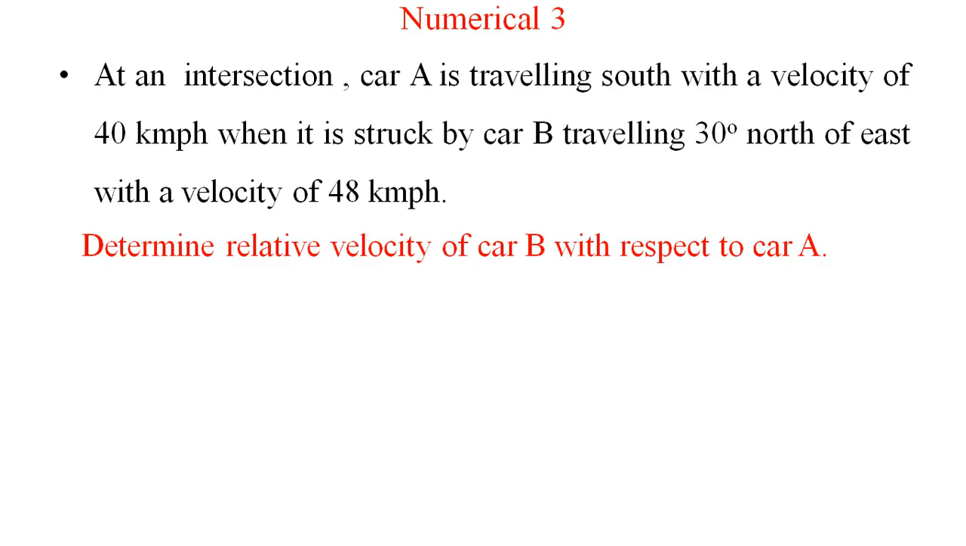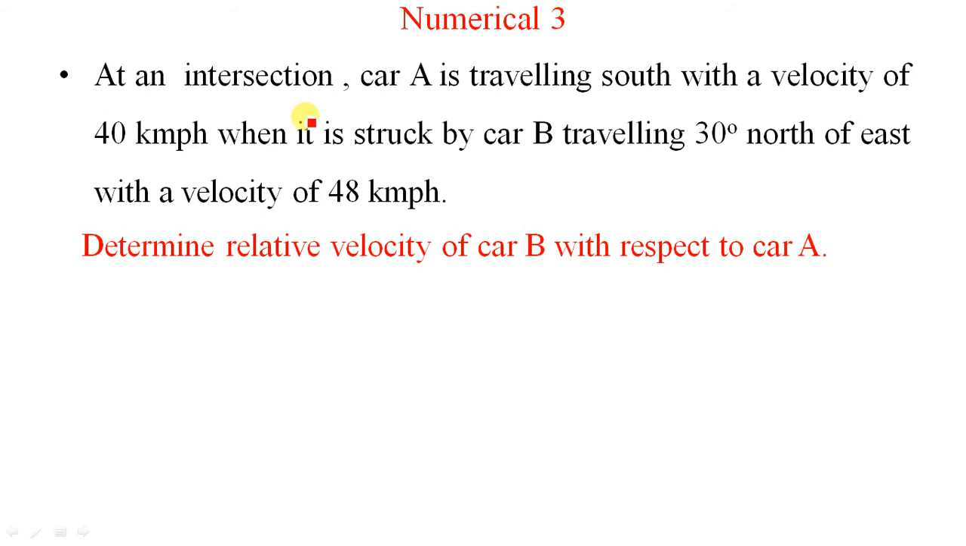The first numerical. At an intersection, a car A is traveling south with a velocity of 40 kmph, when it is struck by a car B traveling 30 degrees north of east with a velocity of 48 kmph. Determine the relative velocity of B with respect to A.